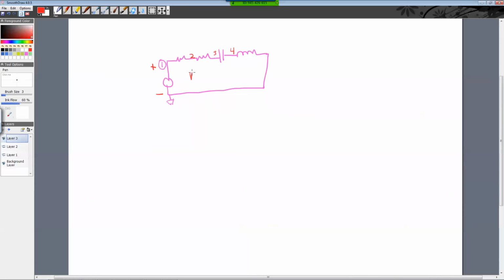And so V2 is really V2 minus V GND. V3 is V3 minus ground. Everything's measured with respect to ground, whereas something like VR is measured across the device.